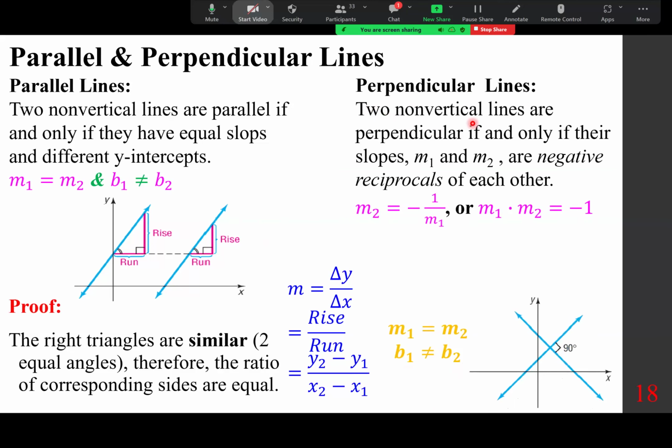Perpendicular lines. Two non-vertical lines are perpendicular if and only if their slopes, M1 and M2, are negative reciprocal of each other, meaning there are a few ways to write them. M sub 2 is negative 1 over M sub 1, or M sub 1 times M sub 2 is negative 1. So they make a 90-degree angle at the point of intersection. So we want to quickly look at the proof, but understand one easy way, their product is negative 1.